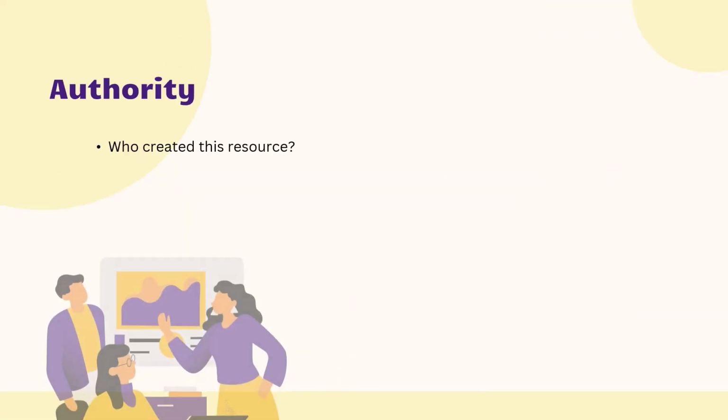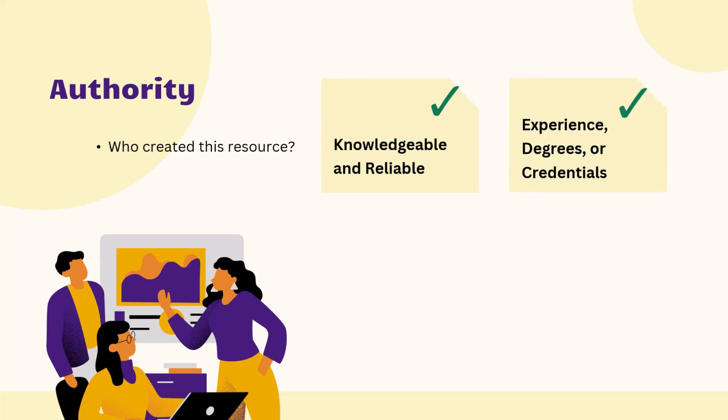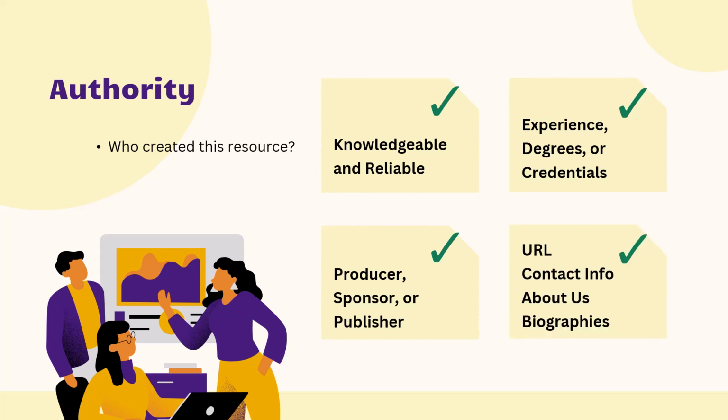Authority is the term used academically when thinking about who created the resource you are evaluating. Are they knowledgeable on the topic? How do you know? Do they have experience, degrees, or other credentials that would give them the knowledge to speak on the topic? Is this item produced, sponsored, or published by a professional, governmental, or otherwise trustworthy and relevant organization? Looking for clues in URLs, contact information, About Us pages, and author biographies can help you make these determinations.